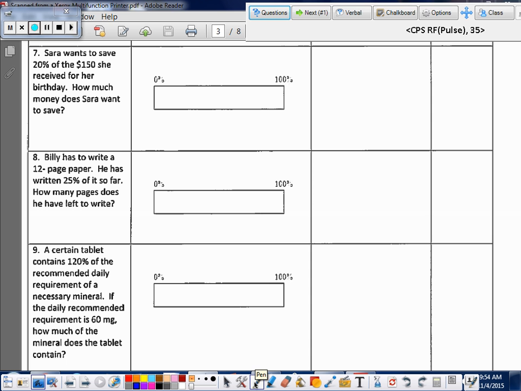Now, I need to somehow break up this bar so I can get to 20% pretty easily. Anyone have any suggestions? Xavier. Breaking into 50, that means like 10 cents. I like what you said before, but break it into how many pieces? Into fifths, or into 5 pieces. Let's do that. Very good.